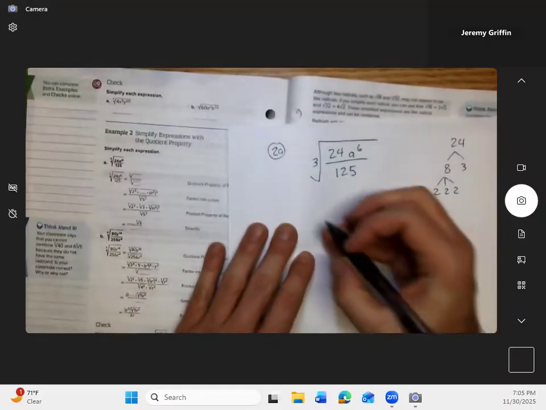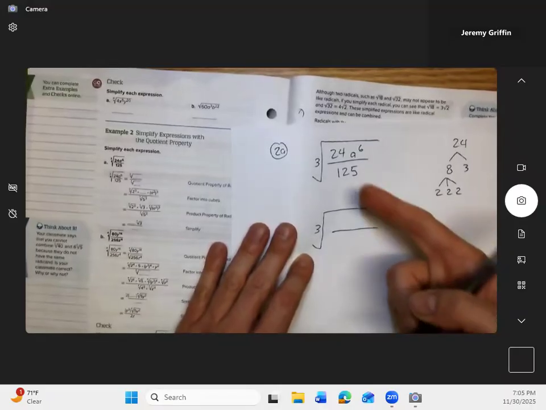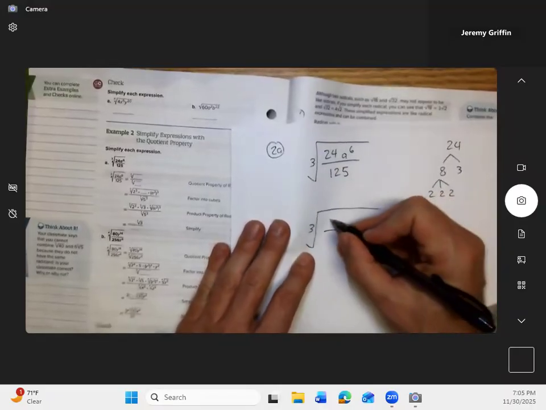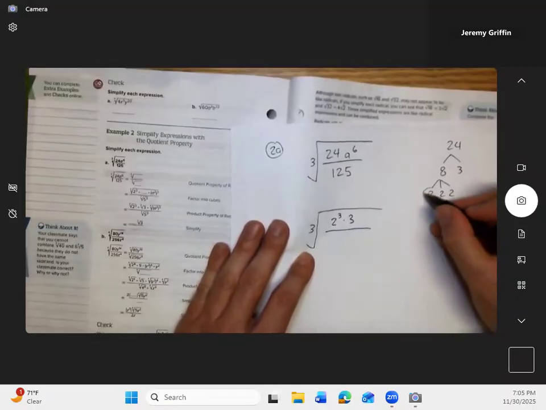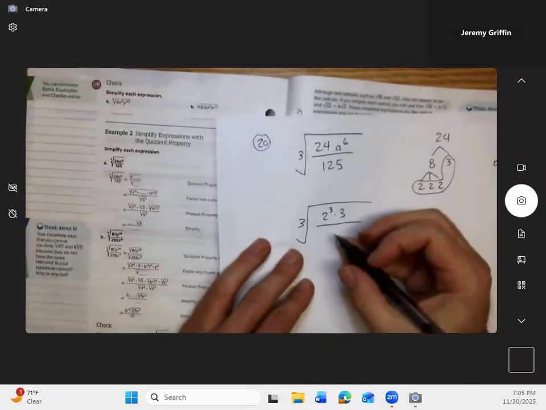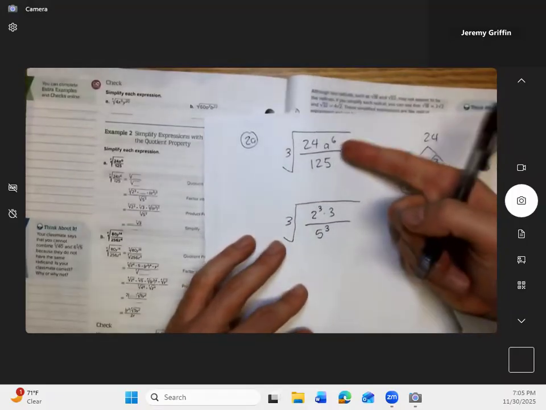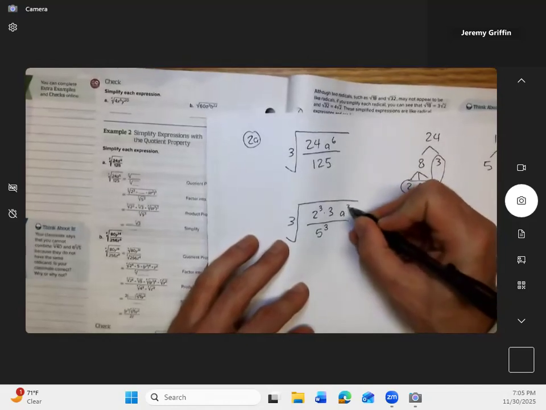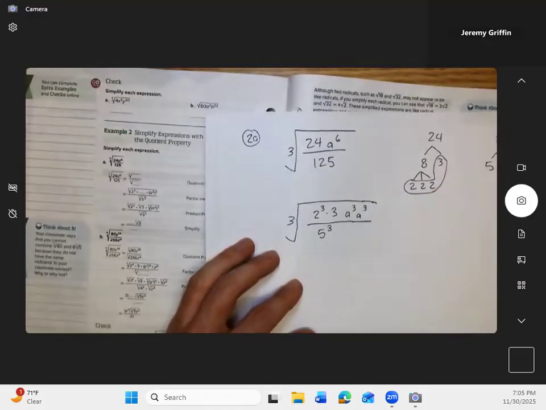Okay. So here, I'll rewrite this. I got a cube root, I got a fraction under there. 24 is the same thing as a triplet of 2s. I still got a 3 in the mix, which is also part of that original 24. In the denominator, I got a triplet of 5s, so I'll think of it that way. And then a to the 6. Isn't that like a cubed? Isn't that what a to the 6 is? You could think of it that way.